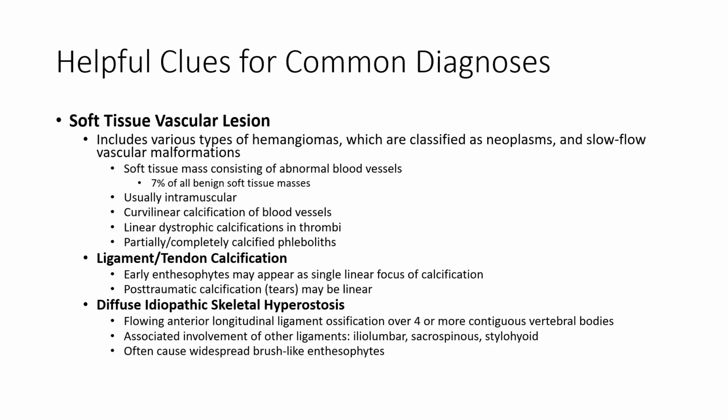Soft tissue vascular lesions include varieties of hemangiomas, which are classified as slow-growing neoplasms, and vascular malformations, soft tissue masses consisting of abnormal blood vessels. They make up 7% of all benign soft tissue masses and are usually intramuscular, with curvilinear calcification of blood vessels. Linear dystrophic calcification occurs in thrombi, partially or completely calcified.